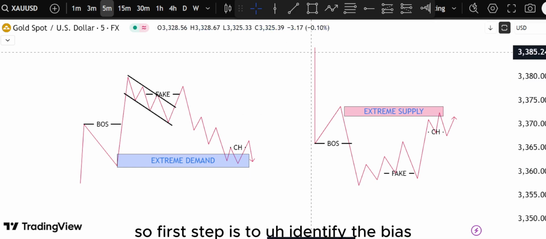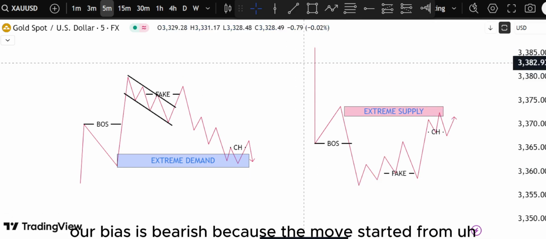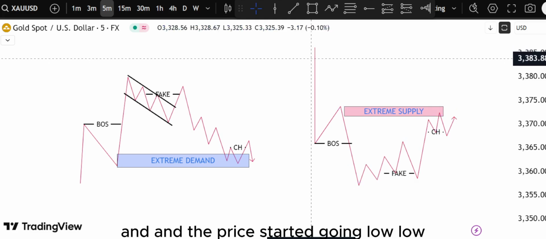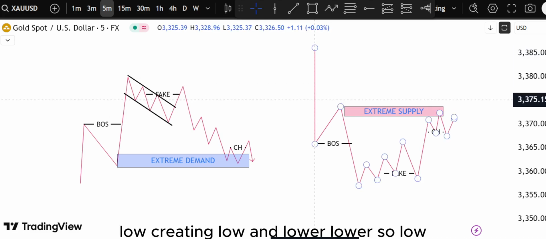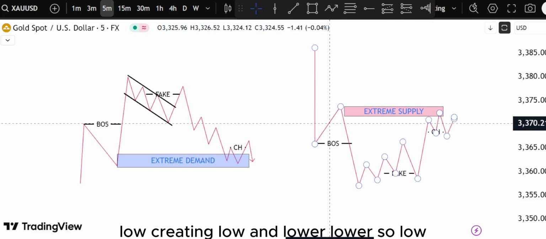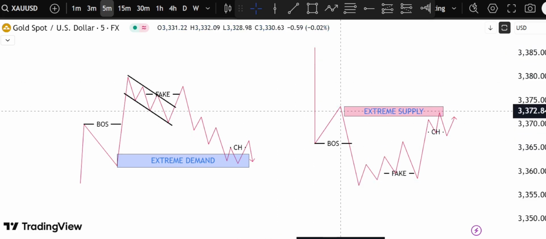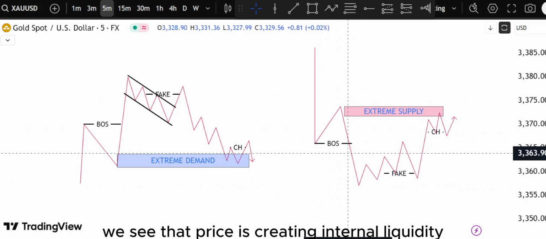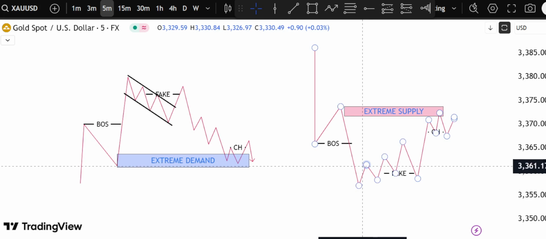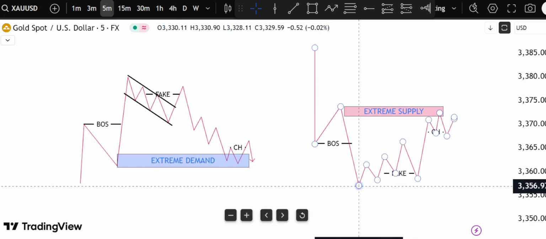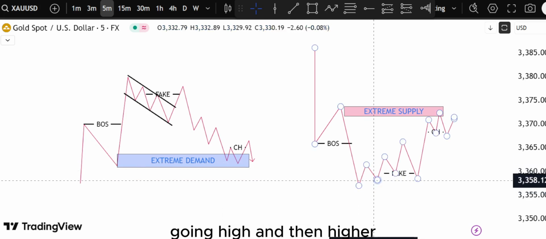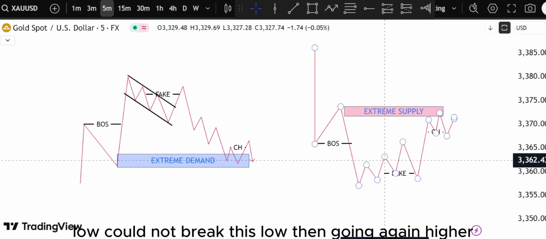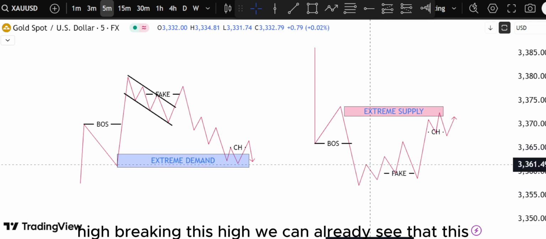So first step is to identify the bias. Our bias is bearish because the move started and the price started going lower, creating lower lows. So a lower high, then a lower low confirms our bias is bearish. We see that price is creating internal liquidity, going high, then a higher low, could not break this low, then going again to a higher high, breaking this high.